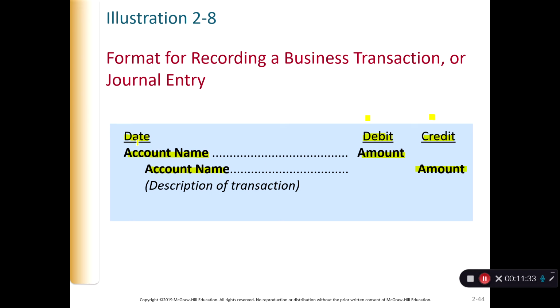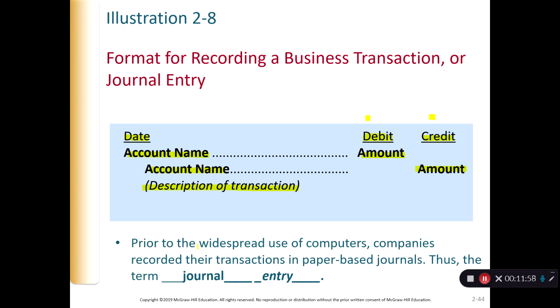Hence, every journal has to have a debit side and a credit side, with at least two accounts involved in one journal entry. You also want to put a description of the transaction, saying, for example, I borrowed money from a bank for $2,000. So that's the format of a journal entry.